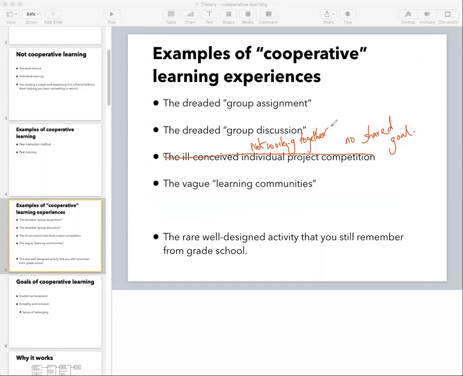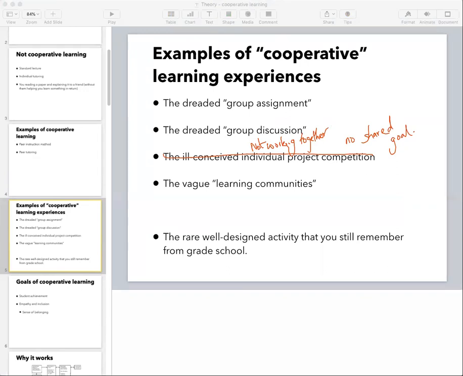A lot of these negative examples, which I think we've all learned to hate, are group assignments or group discussions. But hopefully you've also seen those rare, well-designed activities, maybe from grade school that you still remember, that were great at cooperative learning. Hopefully you had that privilege. If not, hopefully you'll allow other students to have that privilege. The way to do it is to understand how to design cooperative learning correctly. And that's what the rest of this module is going to talk about.